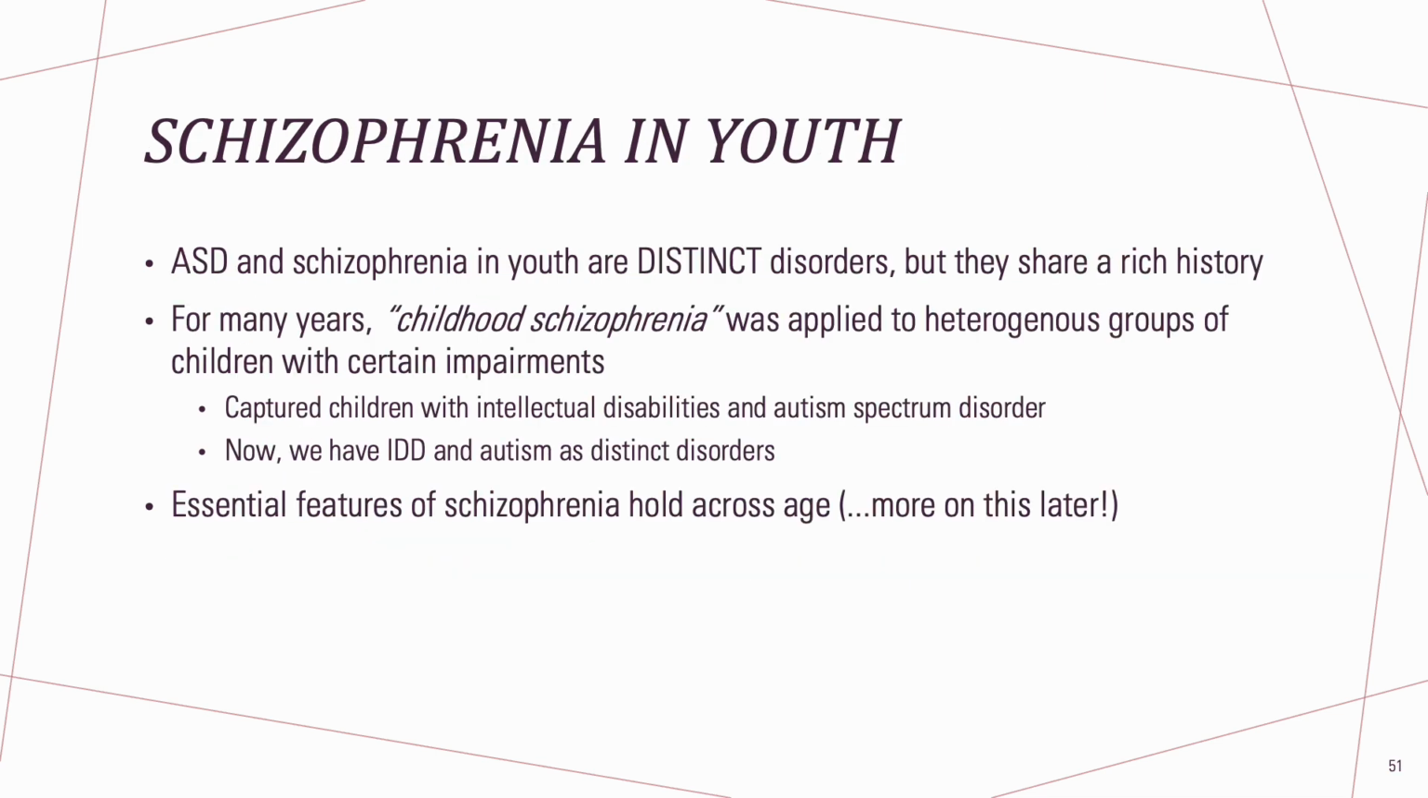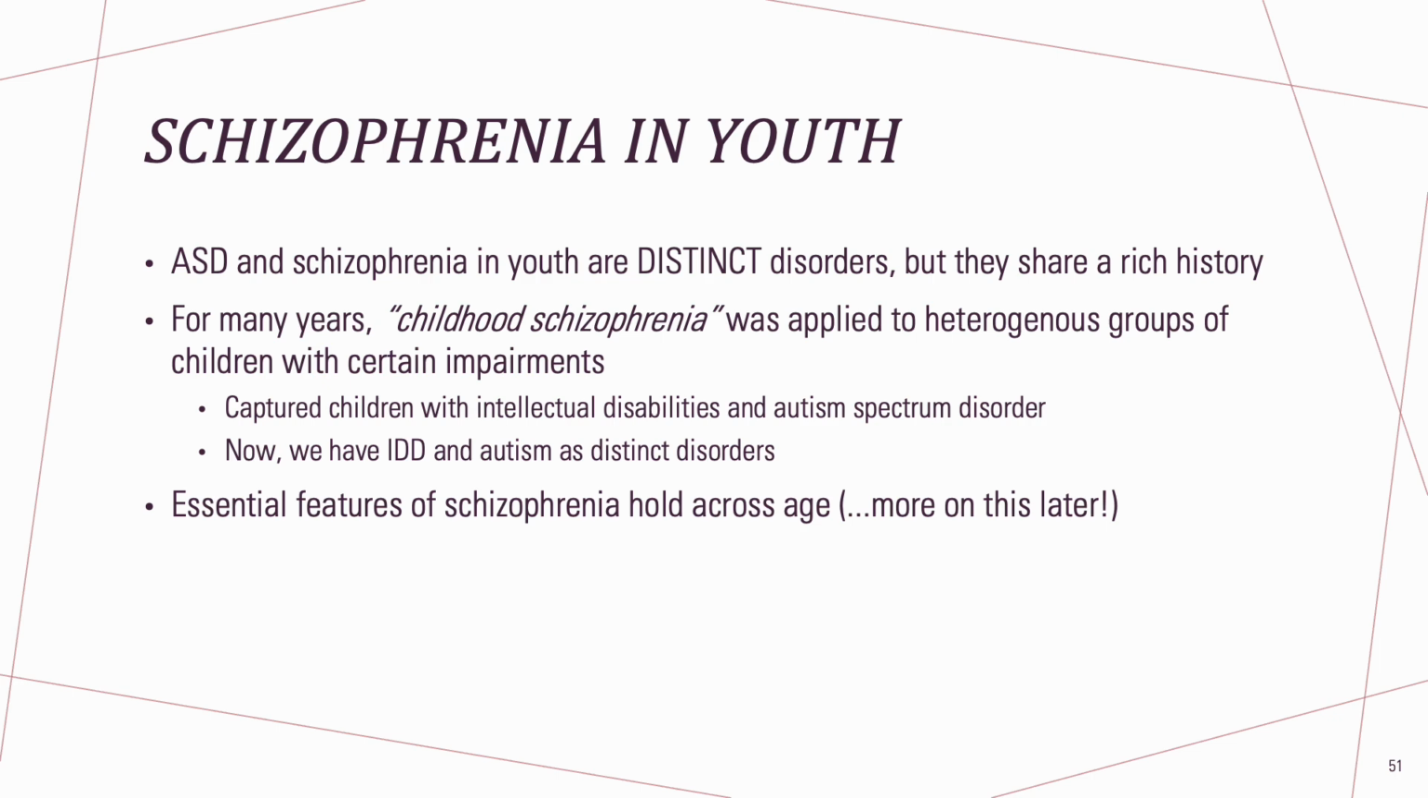So why talk about schizophrenia in youth? Well, autism and schizophrenia in youth are distinct disorders, but they share a rich history. For many years, childhood schizophrenia was applied to heterogeneous groups of children with certain impairments, and that included children who actually didn't have schizophrenia but instead had some sort of intellectual disability or had autism. And so now we know that these are distinct disorders, and we can appropriately say that someone is on the autism spectrum or has some sort of intellectual disability, and we know that that is different from schizophrenia.